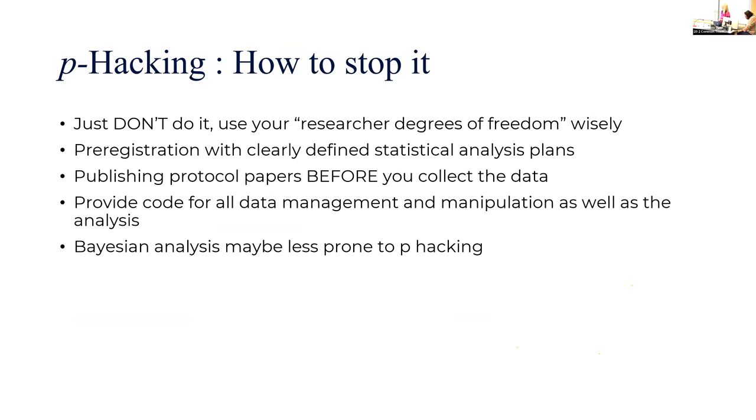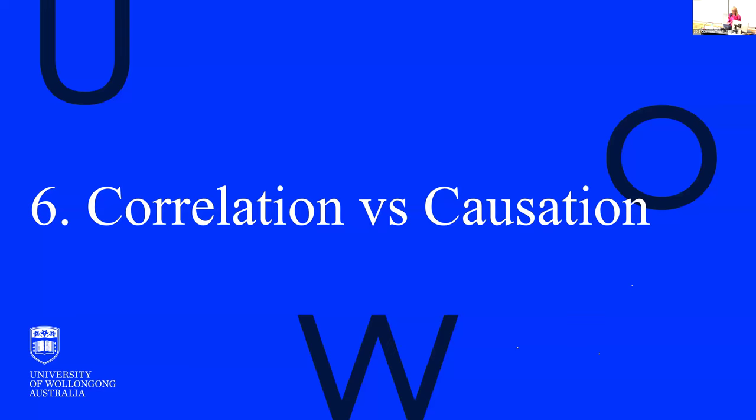So how to stop it? Just don't do it. Use your research degrees of freedom. Pre-register your protocol and all the analyses you're going to do, have a statistical analysis plan, and publish your protocol paper before you collect the data. And also provide code for everything you've done so people can see and it's transparent. And a comment: a lot of people think that Bayesian analyses may overcome this and they're less prone to p-hacking, but there are also a lot of assumptions you're making there as well.